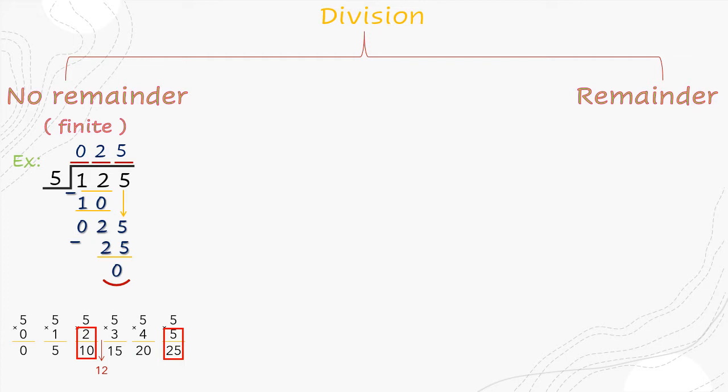Okay, and now let's talk about with remainder. What is the meaning of with remainder? Let's see. But first, we have to know that with remainder also has two types: real remainder and unreal remainder. Real remainder is finite, that means we have an end for this division. But unreal remainder is infinite, that means this is infinite division.